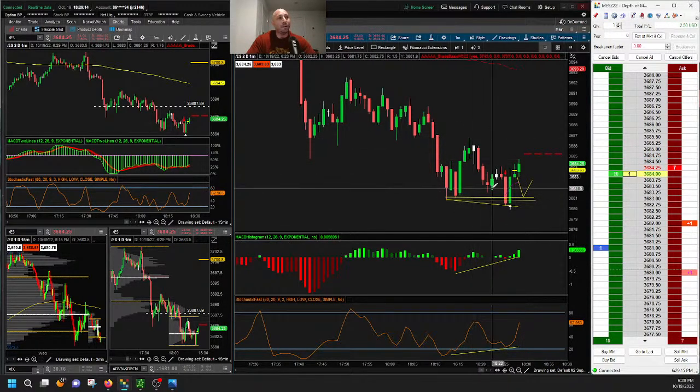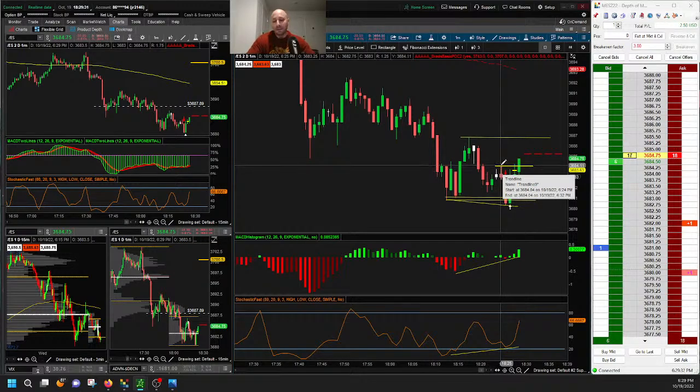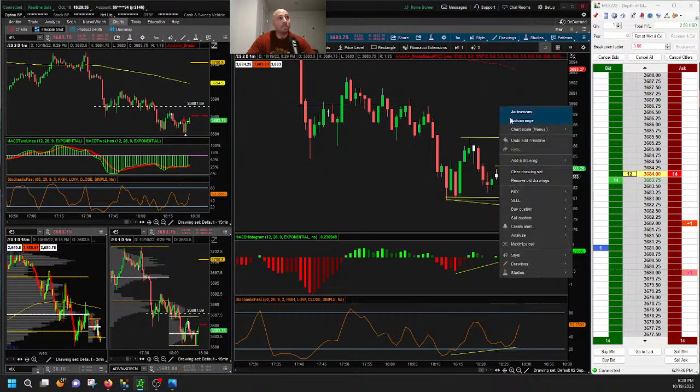Now, look at this, right? If we break above here, we now have structure. And I'll tell you right now, this is a micro structure right here, right? A low, high, low. Well, guess what? We just took out this high. We are now bullish right now, okay?